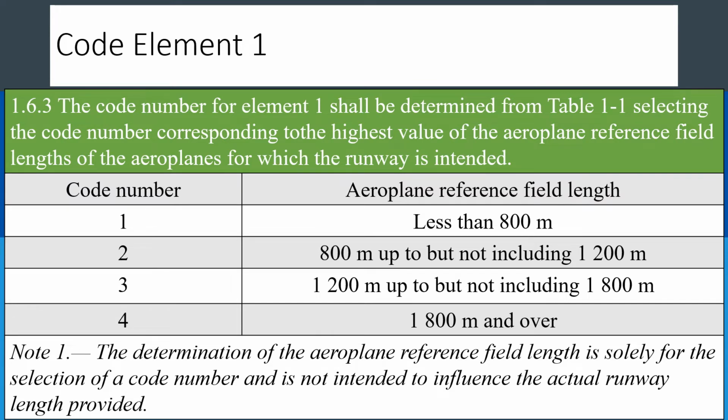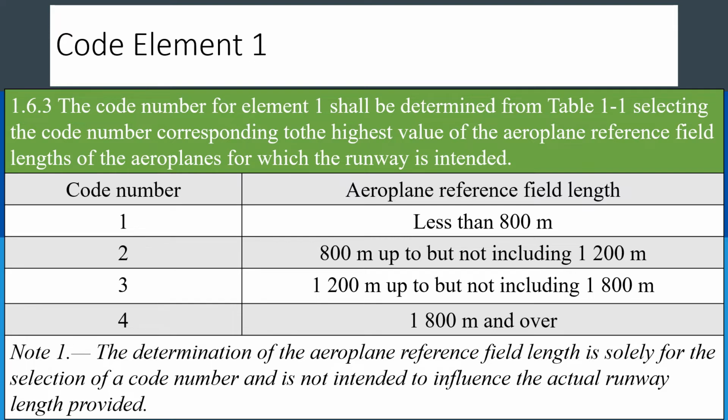Annex 14, Chapter 1, Section 6 gives us a breakdown of these components. So we looked at the code elements that constitute the Aerodrome Reference Code. We were made to understand that the code elements are made up of numbers and alphabets. So the code element 1 is made up of numbers. We have code element 2, which is made up of alphabets.